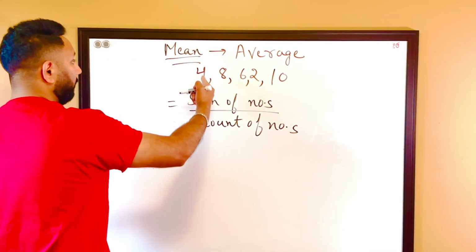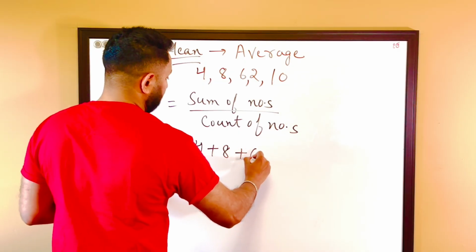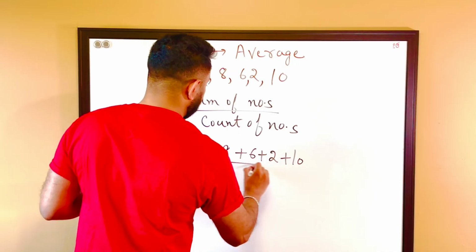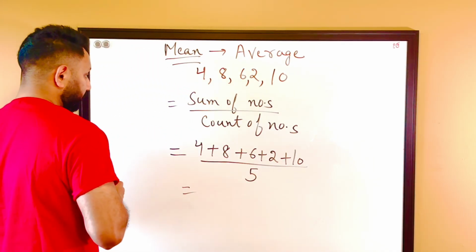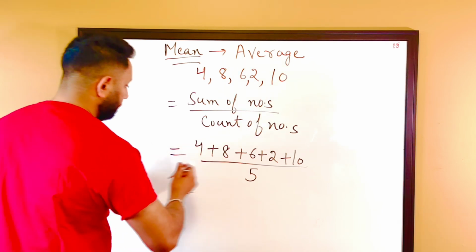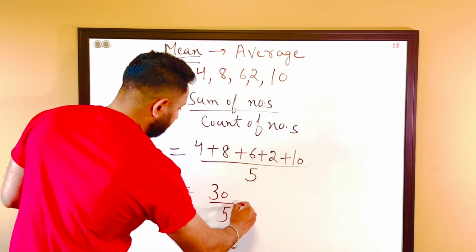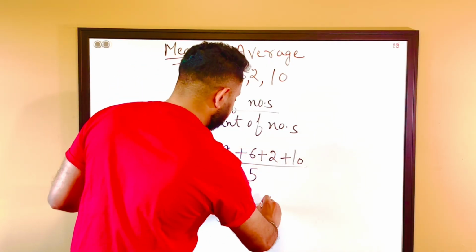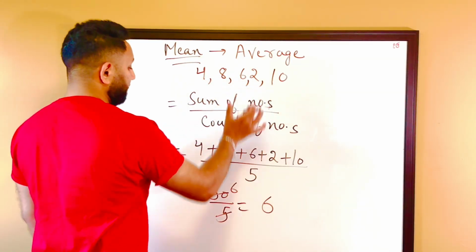So that means 4 plus 8 plus 6 plus 2 plus 10 divided by 5. So 30 divided by 5. So after division, the answer comes out to be 6. So that means the mean of these numbers is 6.